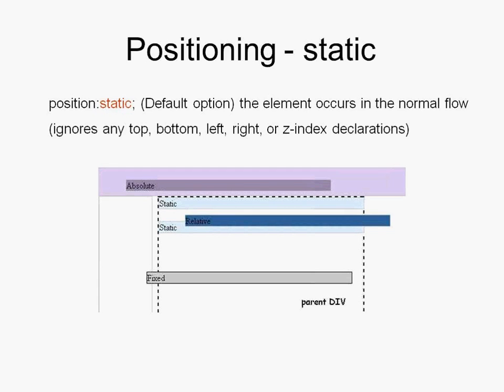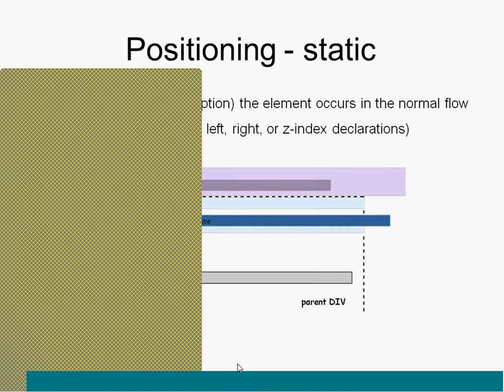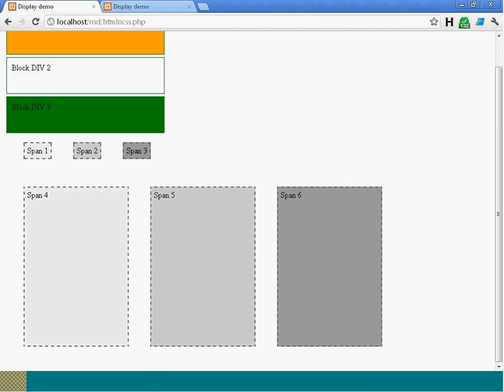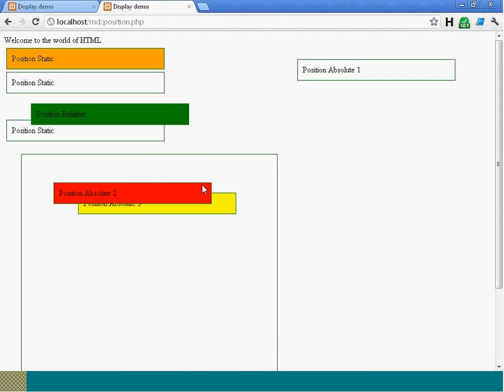One is static, that's the default. You need not specify it. Then you have position absolute, position relative, and position fixed. Quickly we will go through it. I have a live example also available. I can show that example. I guess that is better. Let's go to that example.